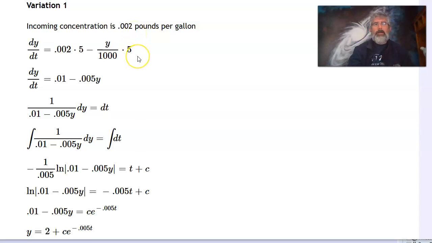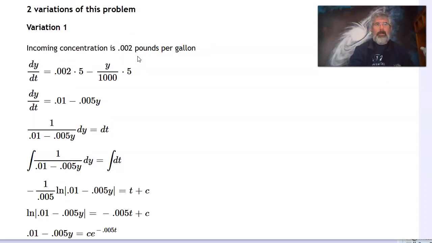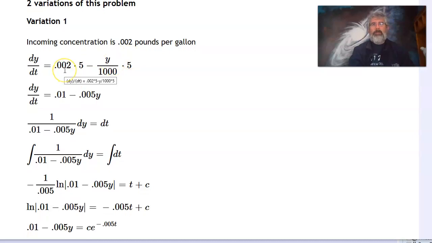The differential equation looks very much the same as before. It was the concentration coming in, in pounds per gallon, times the rate it's coming in at, 5 gallons per minute. And then minus the concentration in the tank, Y pounds total divided by 1,000 gallons, times the rate it's going out, 5 gallons per minute. The only difference from before is that this, in the previous example, was 0.2 and now it's 0.002, which of course times 5 is 0.01.